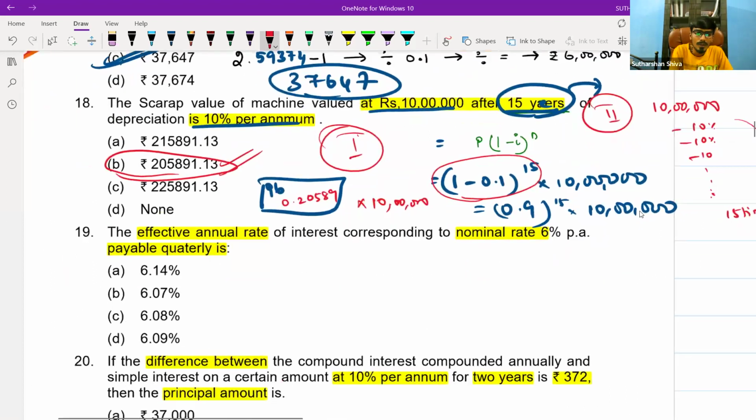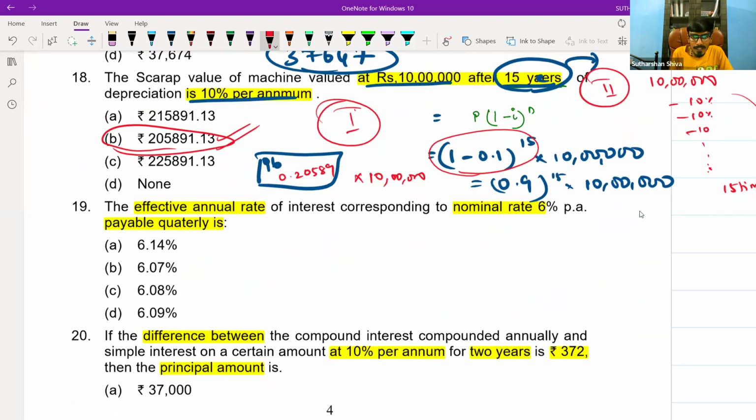Then, question number 19. The effective annual interest rate, compounding an annual rate of 6% payable quarterly, right? It is 1 year, n is equal to 1. So here we will multiply by 4. Rate of interest R is 6 divided by 4. 6% divided by 4 is how much? 6 divided by 4 will become 1.5.